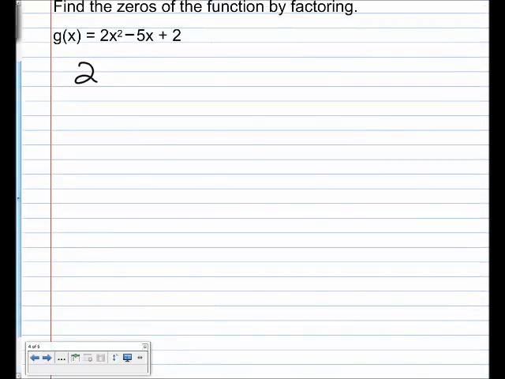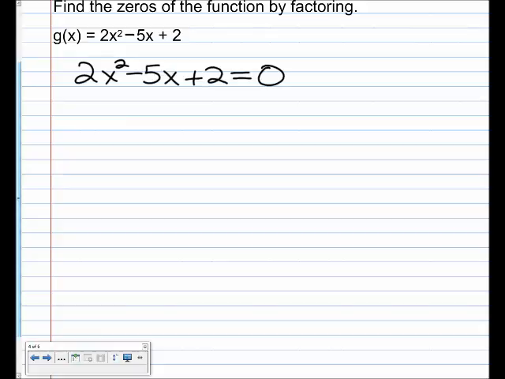All right? The first step is the same, though. You still want to go ahead and write 2x squared minus 5x plus 2 equals 0. All right, you still want to write that. 2x squared minus 5x plus 2 equals 0. So we're going to try to figure out what numbers will make that true.